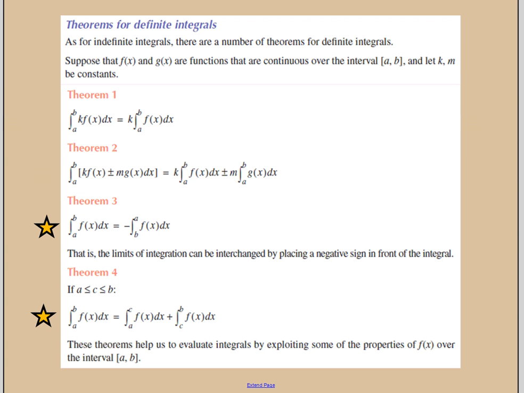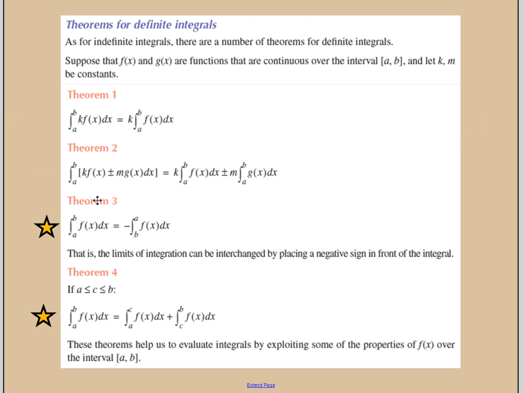So finally, just some theorems for definite integrals. If we have a constant inside the integration symbol, it's exactly the same as if we take k outside. If we're taking the integration of the sum or difference of two functions, that is simply equal to k times the first one plus or minus m times the second. In other words, it's exactly the same if we work out the integral of each of them and then work out the final result.